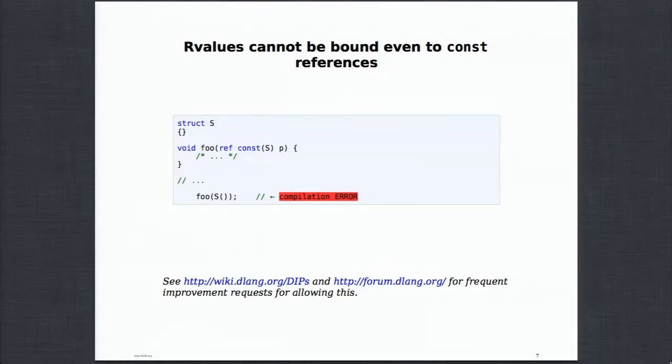This is not possible today. In May 2013, D does not have this. But on the D.learn forums and DIPs, there are frequent requests for this improvement. People want D to have const references, or rvalues to be bound to const references, because they miss this from other languages like C++, and there are good reasons for it. But today, it's not there.